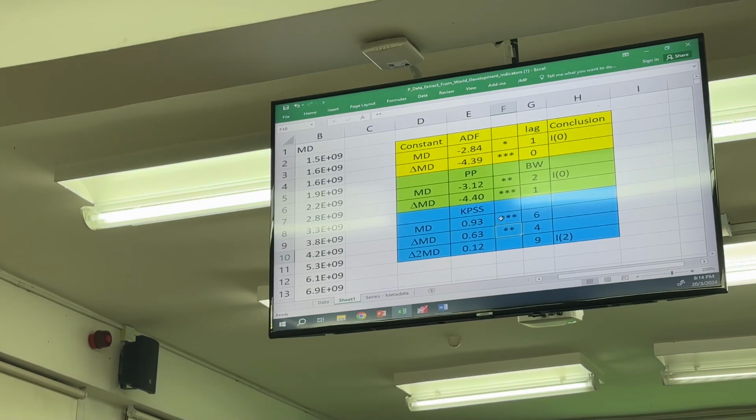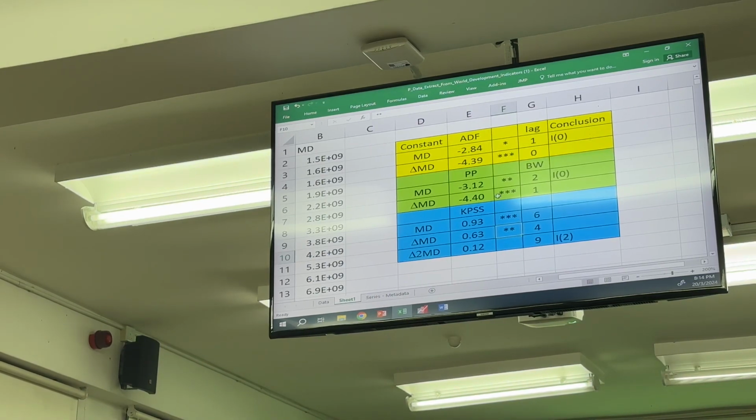Then you will ask why this one does not reject, right? Because for KPSS the null is stationary. If you reject it, it becomes not stationary. So I tested until the second difference, and the series only becomes stationary there. It means I have to difference twice for the series to become stationary, so it's called I(2), right? So this is my conclusion. Then what can you conclude? Is it I(0) or I(2)?